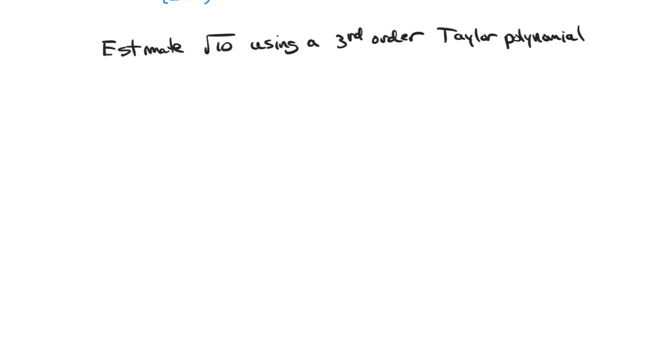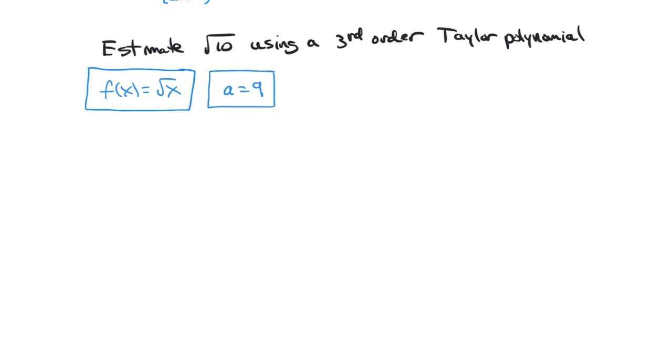All right, so we start off, it's the square root of 10. So the function we're going to use is the square root function, right? We're going to use the square root of x for our function because we want the square root of 10. And then our a value would be 9, right? So we're going to center this at 9. So we'll say f of x equals square root of x and a equals 9. So this is kind of the starting point here.